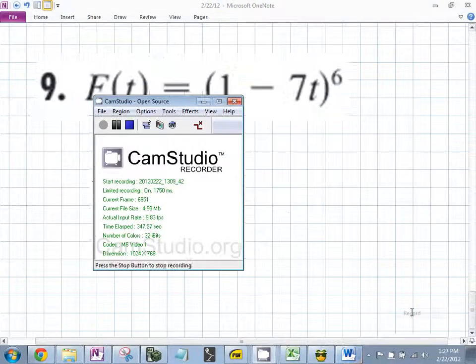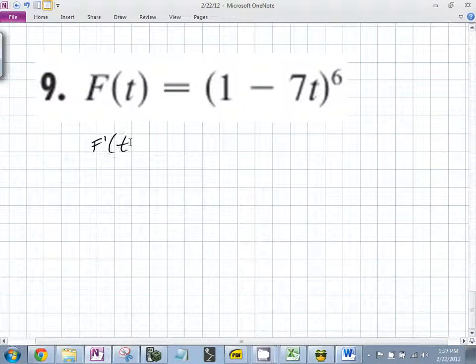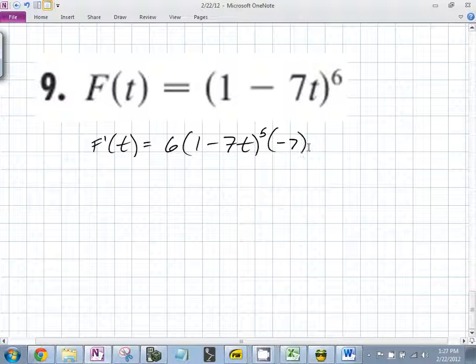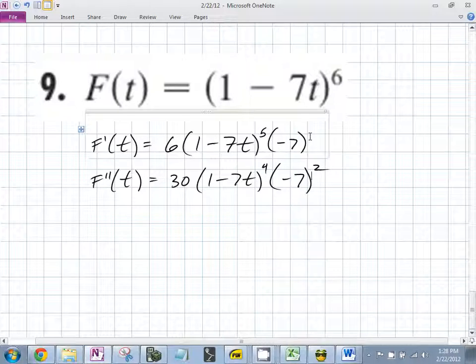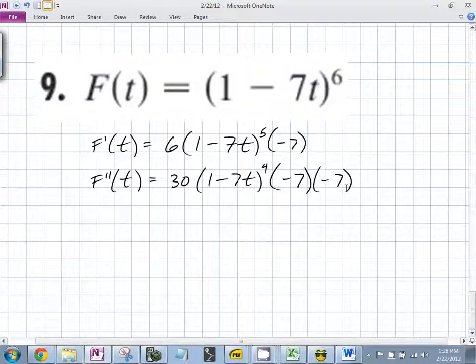That's it. We end up with f prime of t is equal to 6 times 1 minus 7t to the fifth, times minus 7. I'm not going to multiply it out. I'm just going to keep it like that. If we do the derivative again, f double prime, you end up with 30 times 1 minus 7t to the fourth, times negative 7 squared. You have to pop out another negative 7. Do you see why that happens, everybody? Yes. Can you clean that up a little bit? Sure, but that right there is fine. That shows me that you differentiated properly, because you popped out a second 7. You can write it like that instead. I just squared it because it's easier to write.